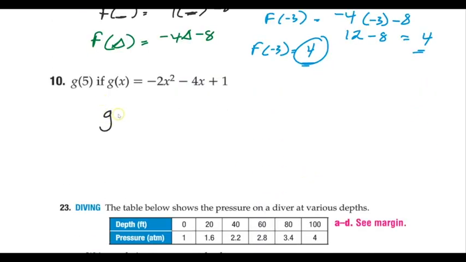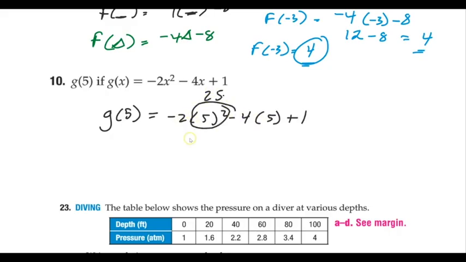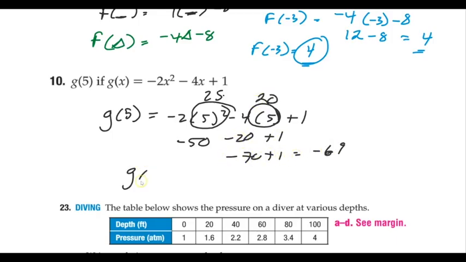I want g of 5. So I want to know what happens when I plug in 5. Just plug it in. So again, I'm going to do this first. I get 25. Then I'm going to multiply by it here. I get -50. This is 20. Minus 20 plus 1, I get -70. Plus 1, I get -69. You can write it like this. When you plug in 5, you get -69. But really, your answer is just that. That's how you evaluate a function. Just plug the number in.